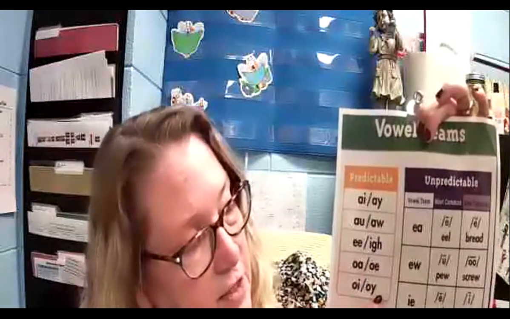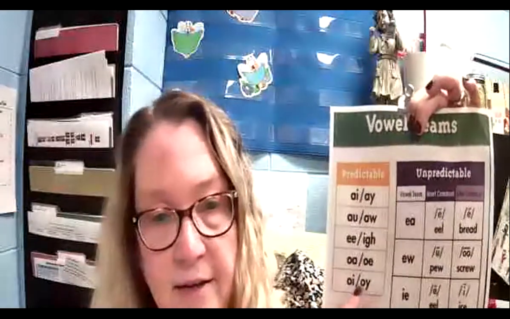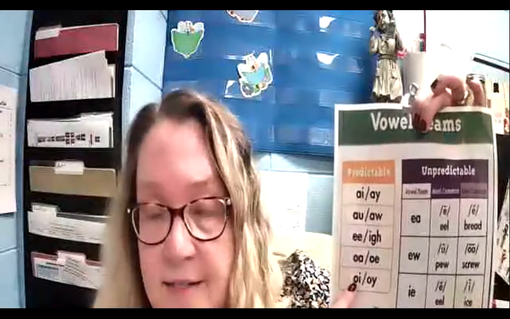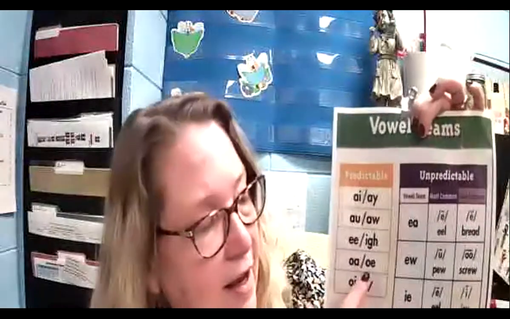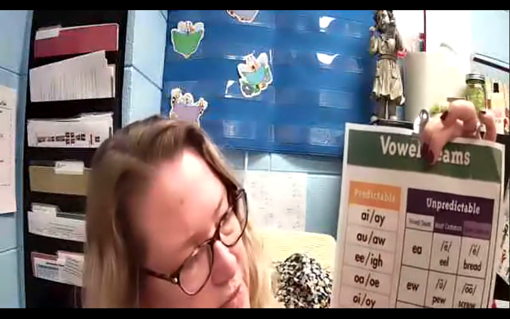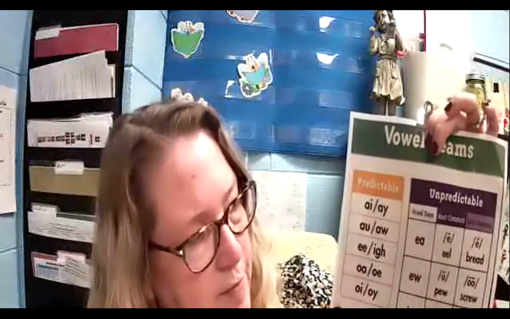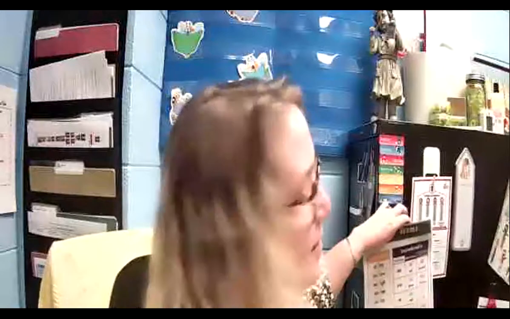And then right here, these are both the OI sound. And again, the first one is first because it's in the middle of the word usually, and the OY is at the end of the word usually, okay? I always kind of remember because the Y and the W are those funny vowels. They're not really vowels all the time. That helps me remember too. But you've got the chart in your room, so just look up at the chart, okay?